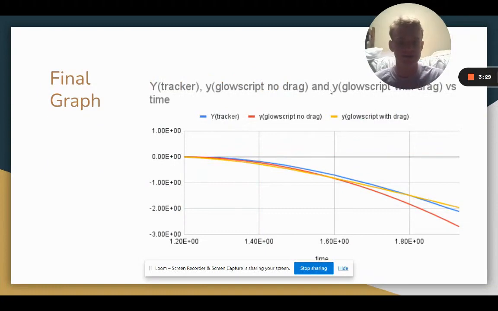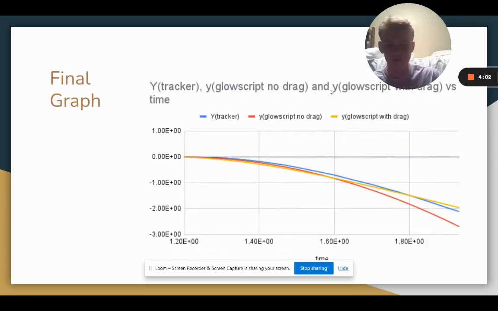And then here is the comparison between all three of the positions versus time. Blue is from Tracker. Red is from GlowScript without drag. That one always estimates it just a little bit lower because it's not factoring in another force on the system. Yellow is GlowScript with drag. That one is very close because it is factoring in the extra force. And then all three of them have the same general parabolic motion because they're all due to the same acceleration.